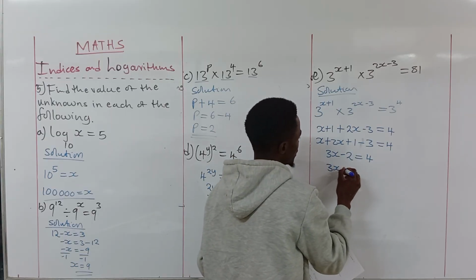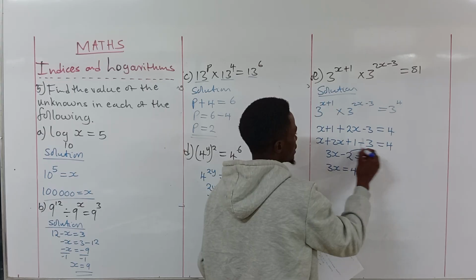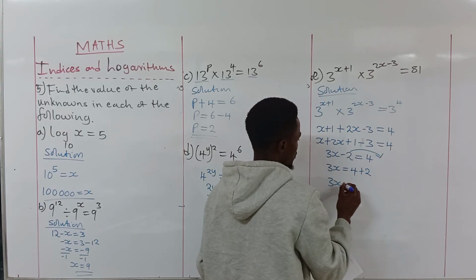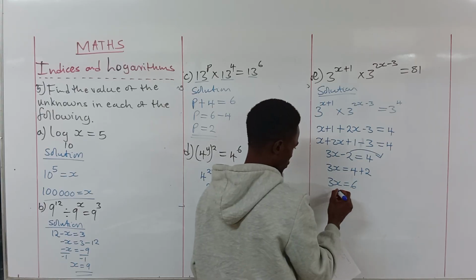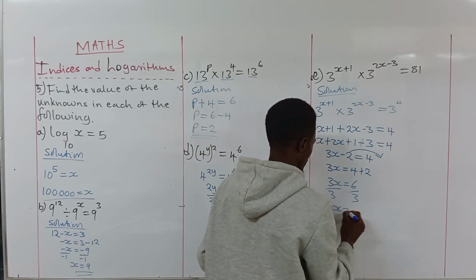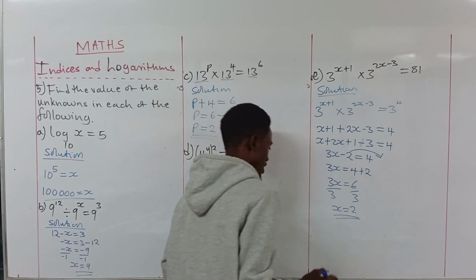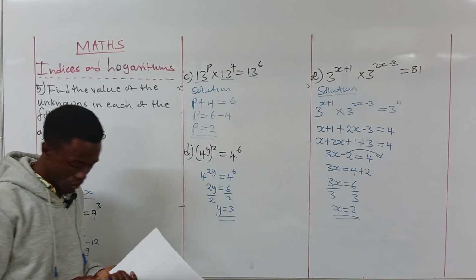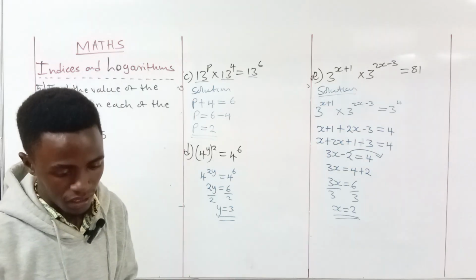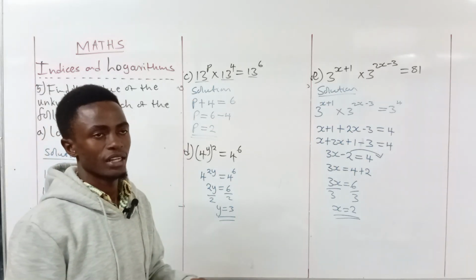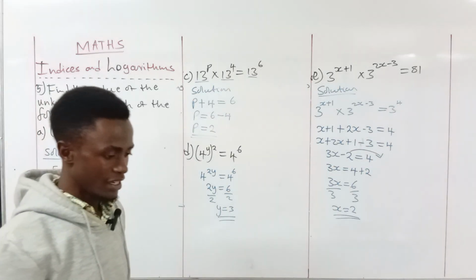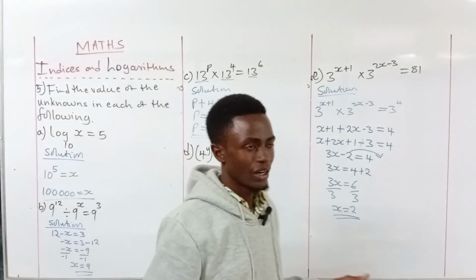So 3x is equal to 4, and 2 comes here as plus 2. 3x is equal to 6. So you divide by 3 everywhere. Our x is going to be 2. So by that, I believe you have been able to understand quite a number of things. They were lengthy, but at the end of the day, we are done with our lesson today.